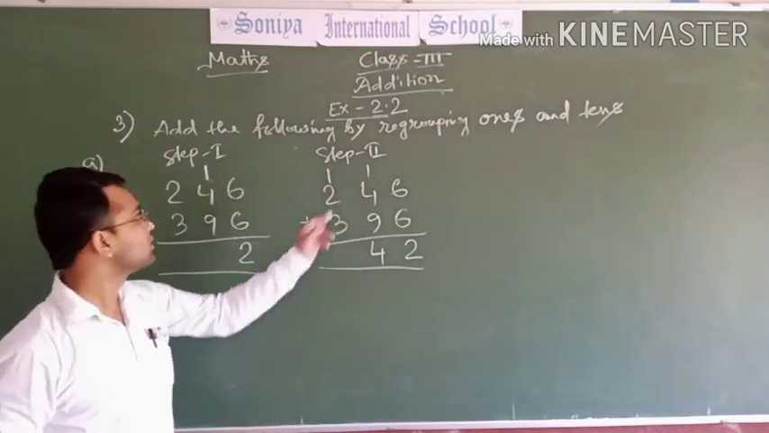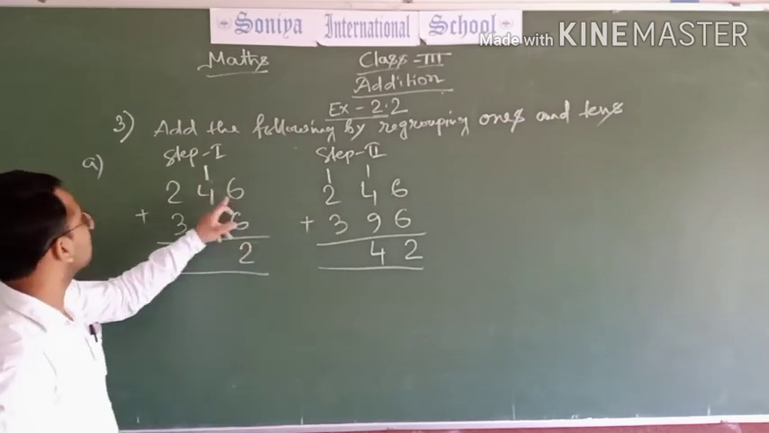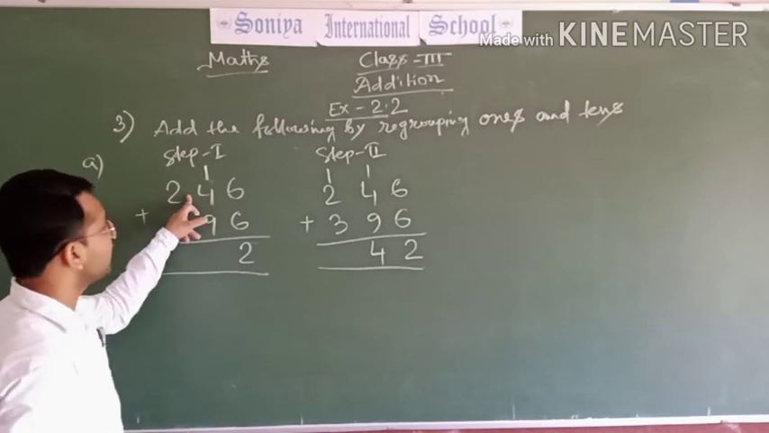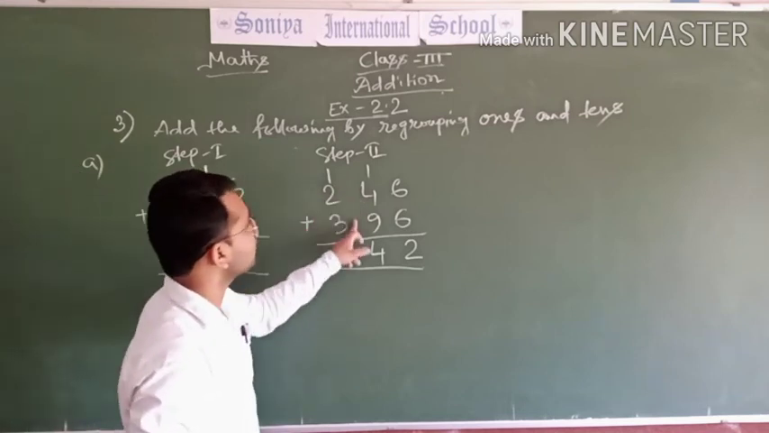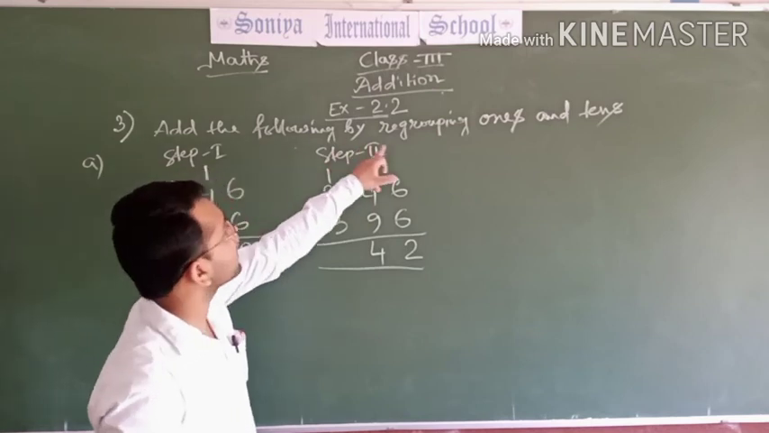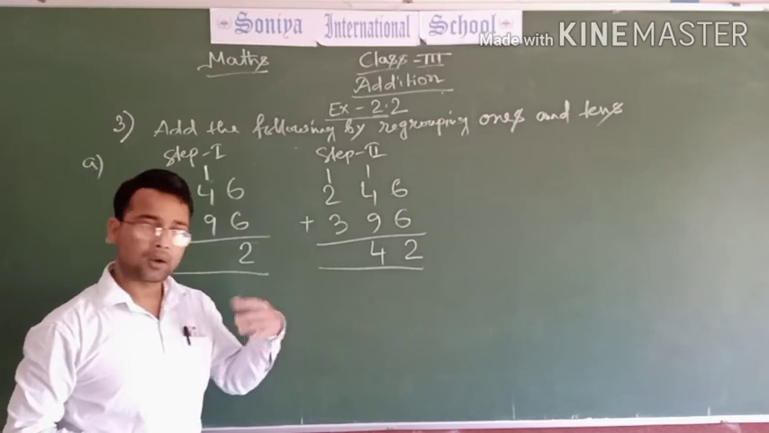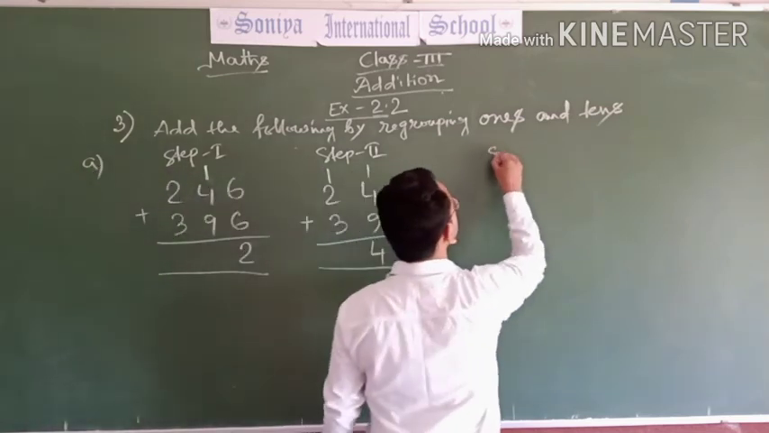Is that clear? So first we add the ones places, then carry forward to the tens places, and also add the tens places and carry forward to the hundreds place. This one, using ones and tens, is twice. Now step 3.